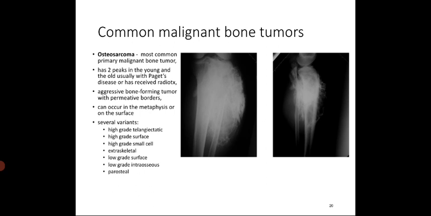It has permeative borders and it can occur in the metaphysis or on the surface of bone. We have different variants: the high-grade telangiectatic, high-grade surface, high-grade small cell, extraskeletal, low-grade surface, low-grade intraosseous, and the parosteal.